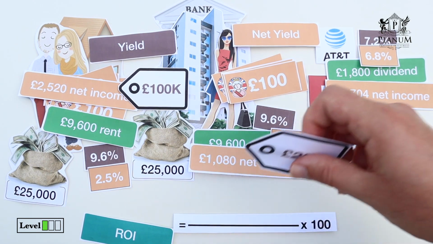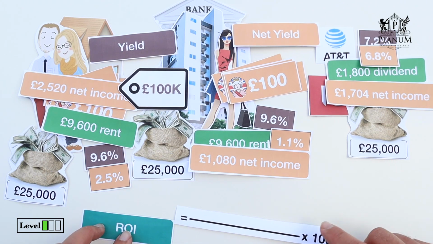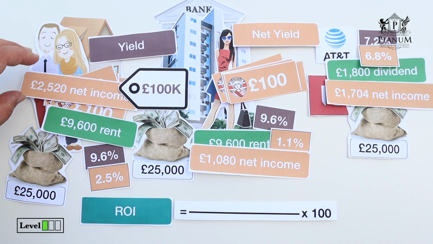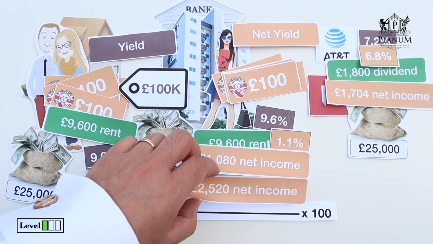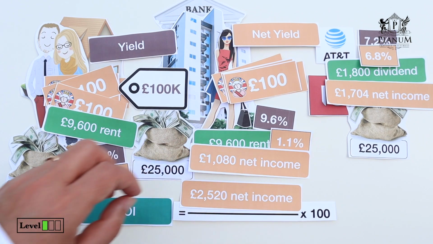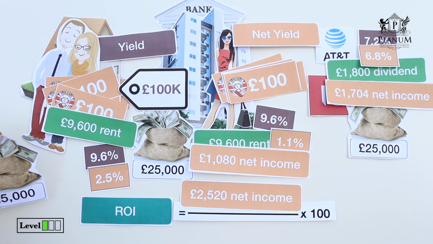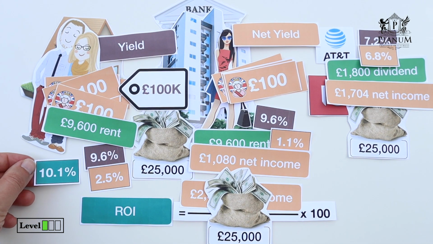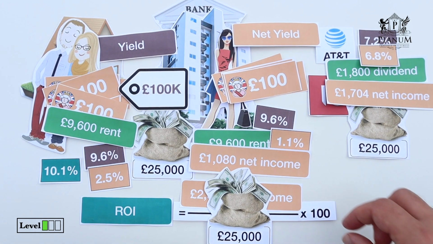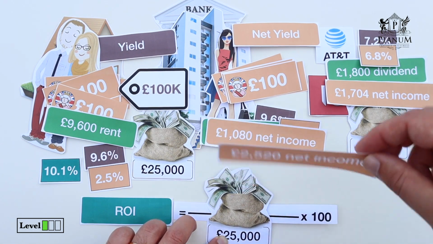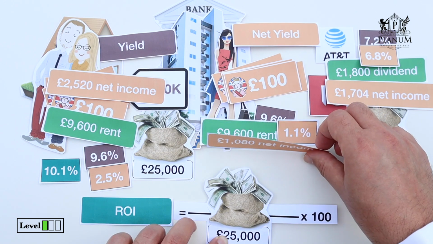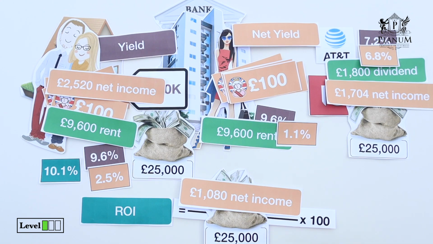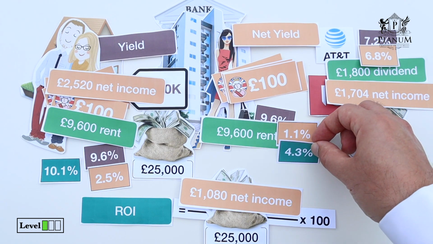To calculate return on investment, also known as return on capital employed or ROCE, you divide your net income from your investment over the amount of cash that you had to put down for your investment. So in the case of the single dwelling property, that comes down to 10.1%. And if you do the same for your flat, i.e. dividing £1,080 over your initial cash of £25,000, you will come to 4.3%.